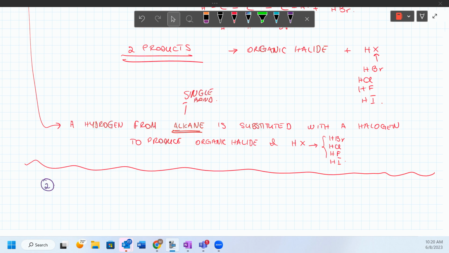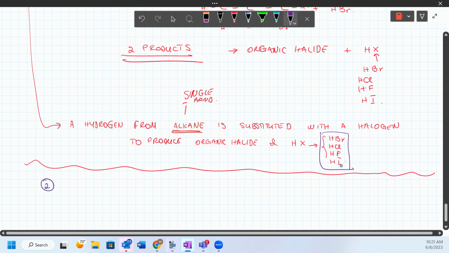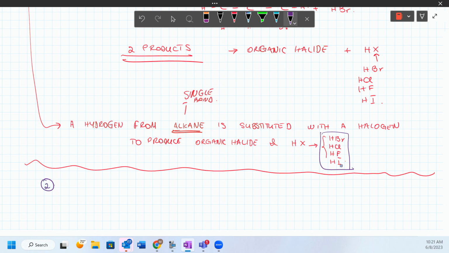The second type is when an alcohol, remember what an alcohol is? It has the hydroxyl in the chain. So instead of one H in the chain, we have an OH. An alcohol is reacting with an HX. So HX is one of those. Then the OH is substituted with the halogen, and we have an organic halide and water formed.